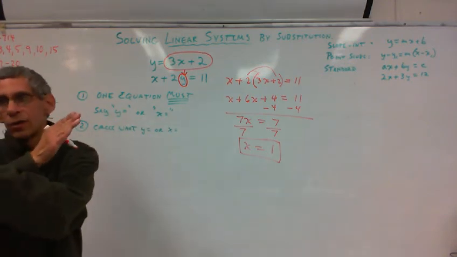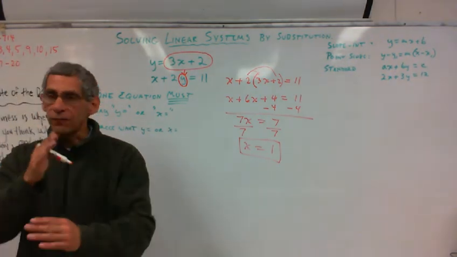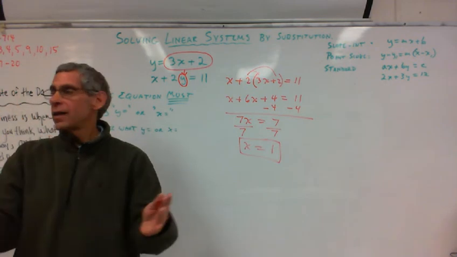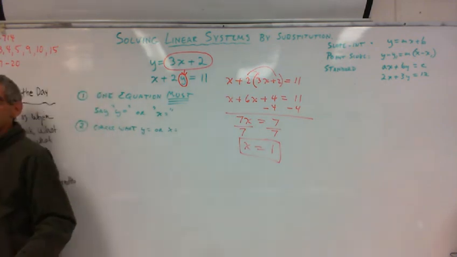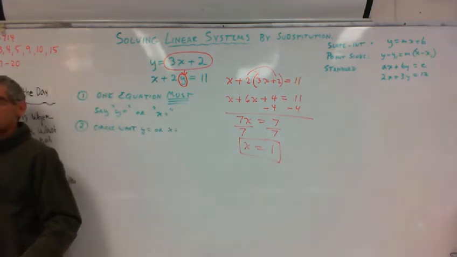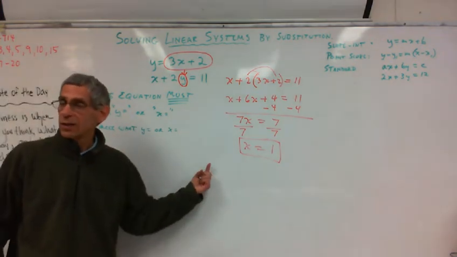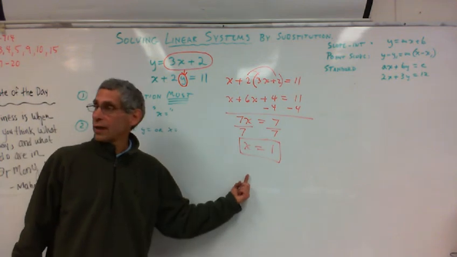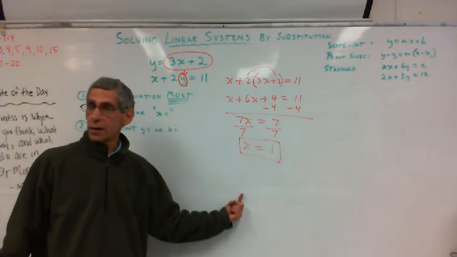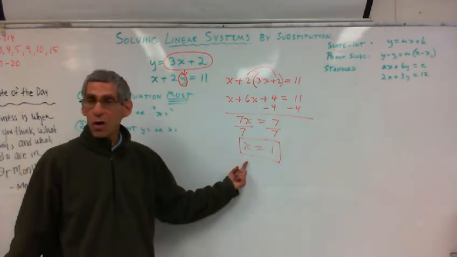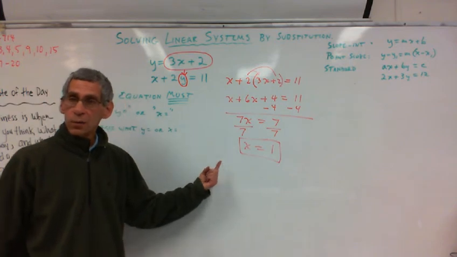But what do I have to know also? I have to know my y, because x only tells me which way to go, left or right, on a graph. It doesn't tell me how far to go up or down. I still need to know my final destination, right? I just know I'm supposed to go over 1 to the right, but I don't know whether I go up or down yet. So I have to find out what y is. What can I do?